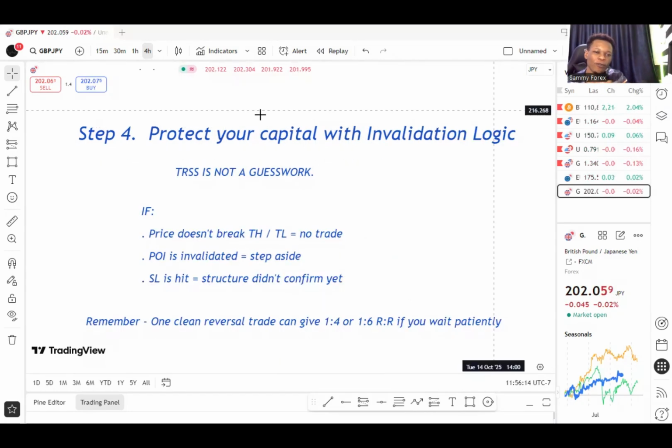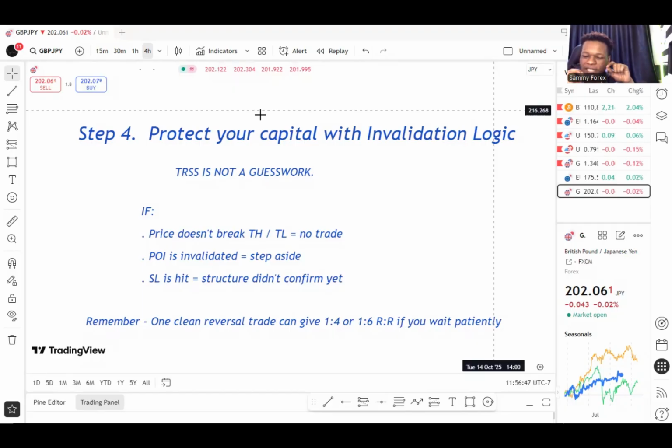Step 4, protect your capital with invalidation logic. TRSS is not a guesswork strategy. You don't guess with TRSS, you follow the trend, you follow what the structure is telling you. If price doesn't break your trend high or your trend low, no trades. If your POI is not validated, step aside.